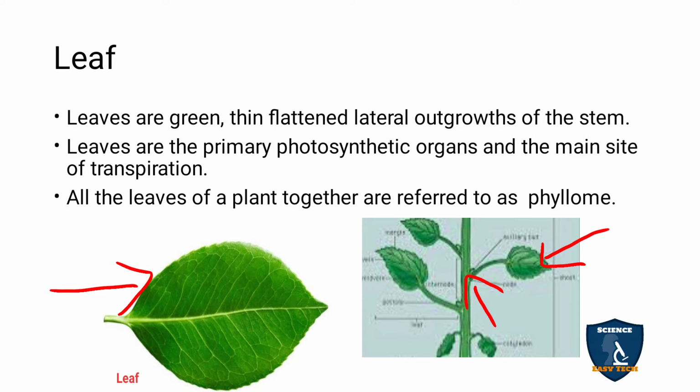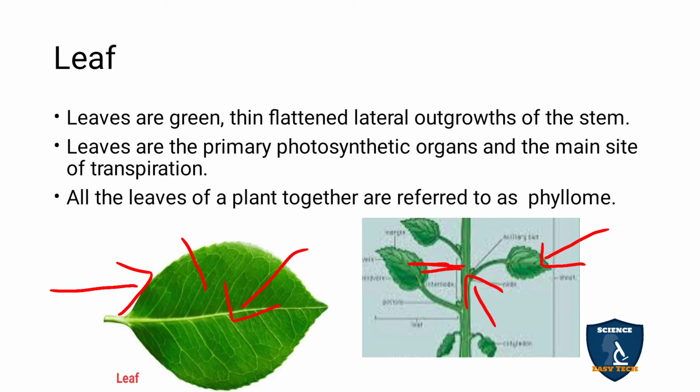Okay, so leaves are green, thin, flattened, lateral outgrowths of the stem. So this is a flattened portion, and lateral means the side outgrowth of the stem. So leaves are the primary photosynthetic organs and the main site of transpiration. So their function is photosynthesis.